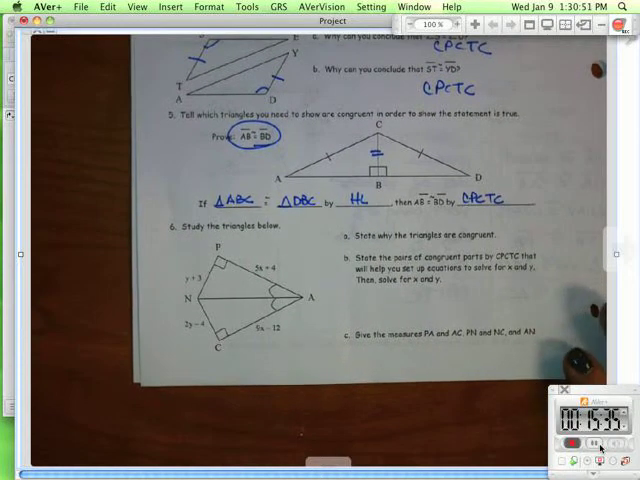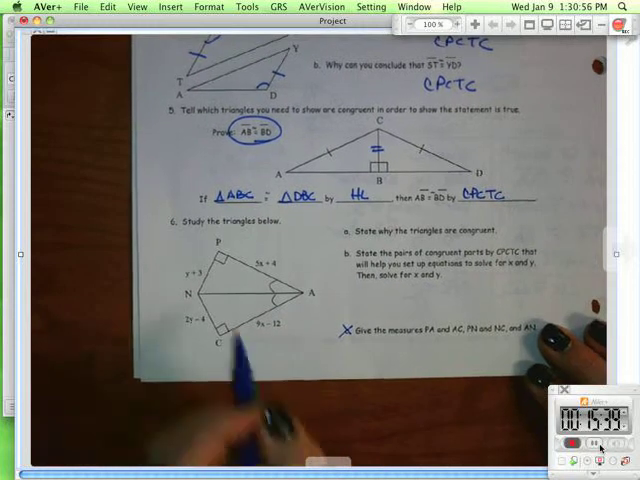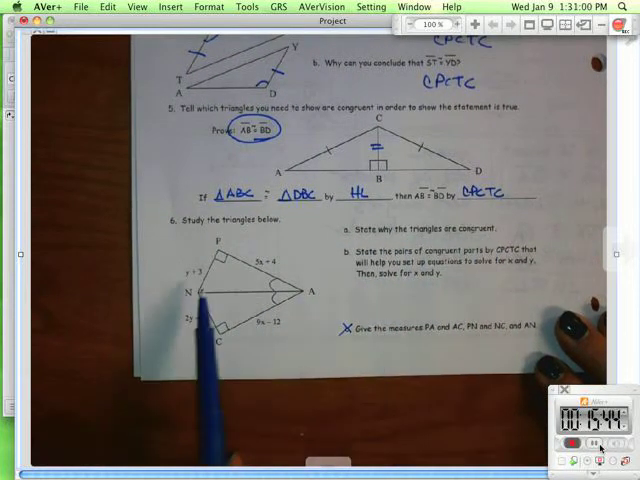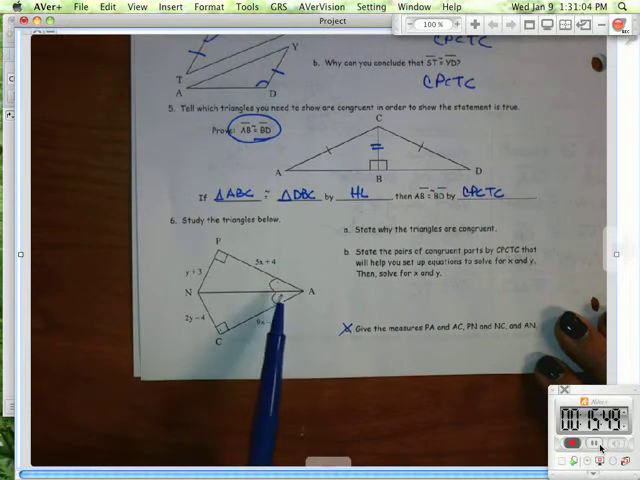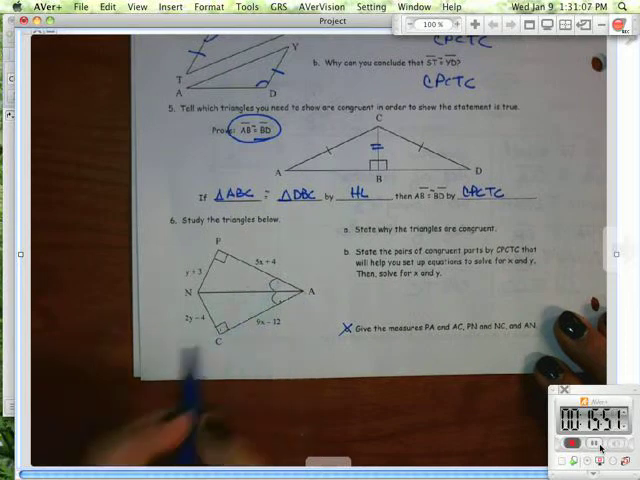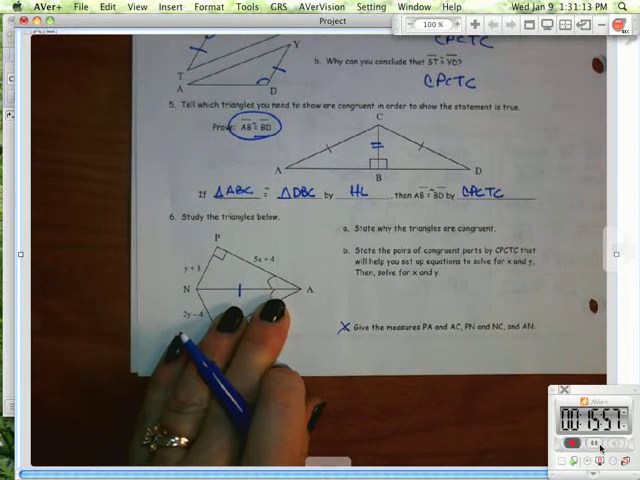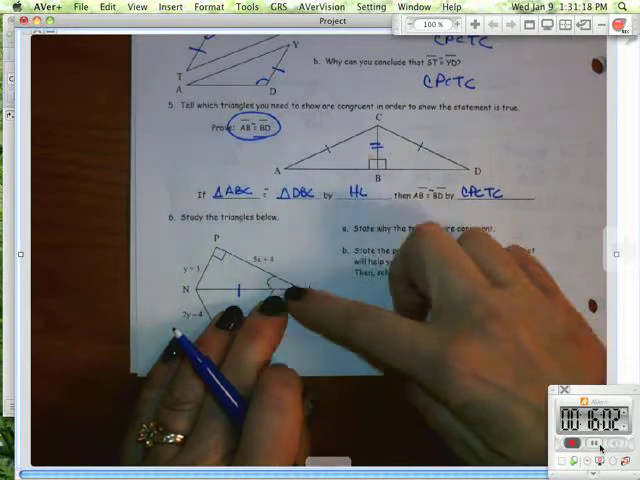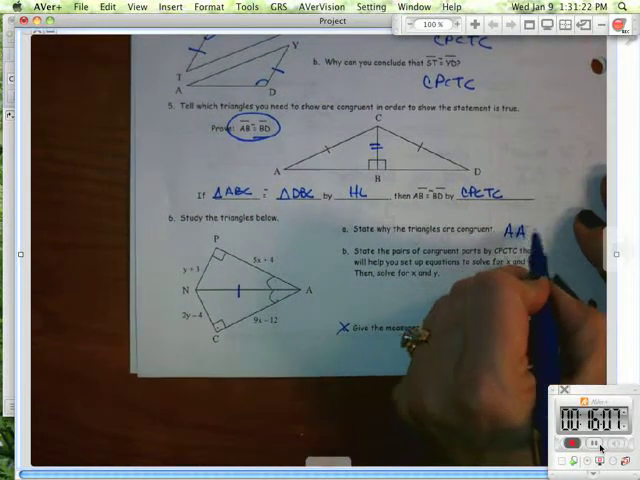Okay, let's do this one. We're not going to do C right now. We're just going to do A and B. Study the triangles below. State why the triangles are congruent. Well, let's see what we have. We have an angle. We have another angle. What else do we know is congruent? There's the reflexive property, this right here. So if I cover up one angle, everybody look. Angle, side. They're congruent by angle, side.